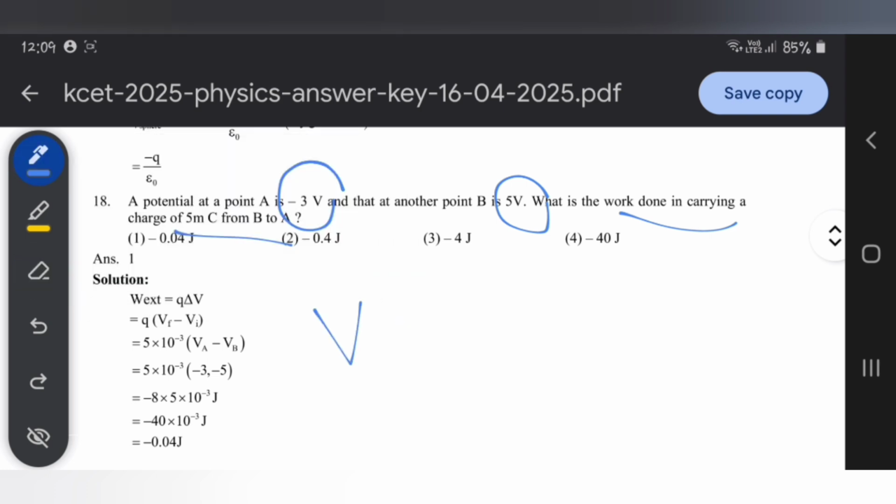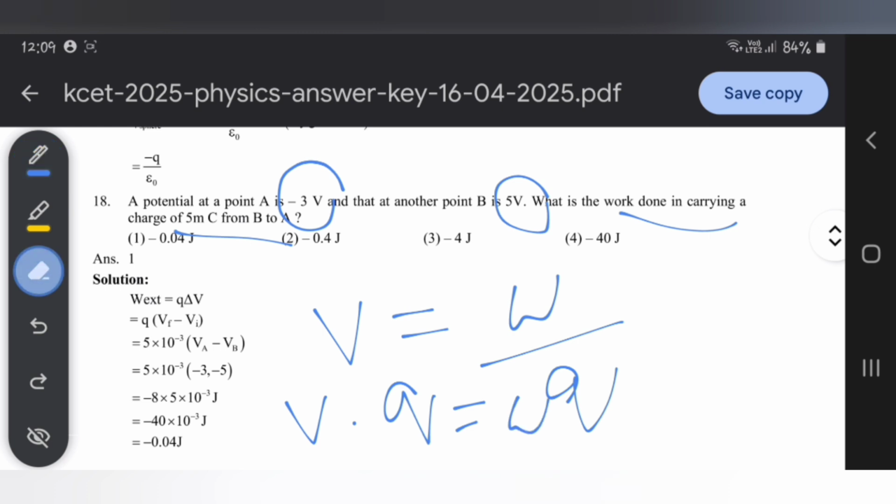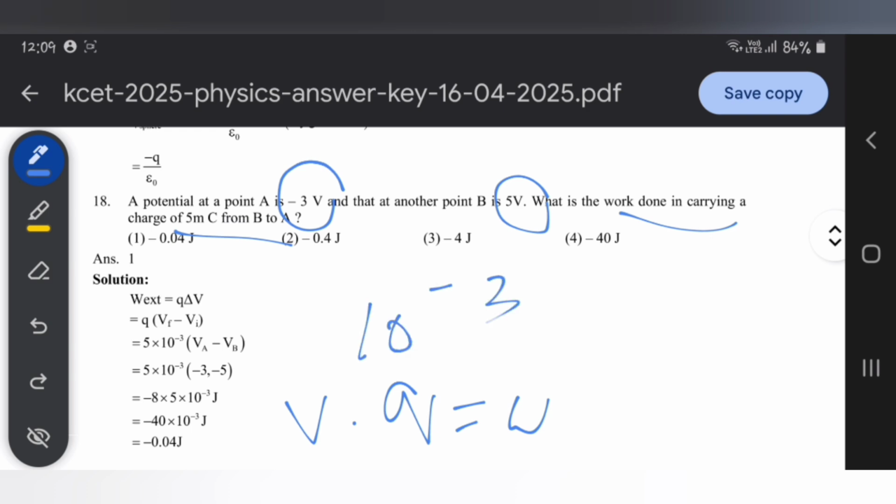So V is nothing but W by Q. You know this, right? Work done by charge. So you have been asked to find out the work done. In that case, V into Q will give you W, correct? That is what you have. So you have final as well as initial. What you'll do here is charge is given 5 millicoulomb. Milli in the sense 10 raised to power minus 3. The moment you see milli, it should be 10 raised to power minus 3. What do you do next?